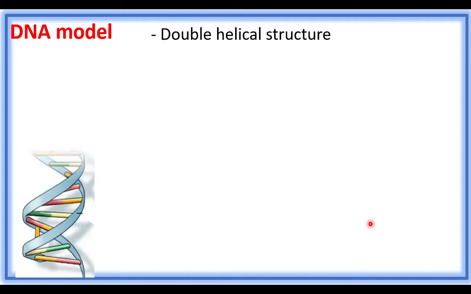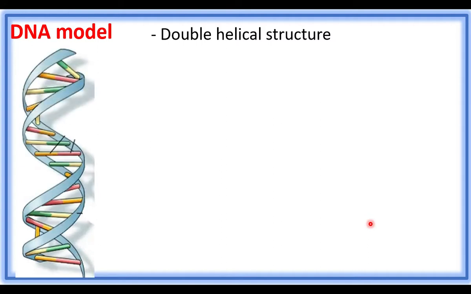Can we see DNA? No, because DNA is highly small. Cell is a microscopic structure. Nucleus is again smaller. DNA is a very thin structure. We cannot see DNA. So to understand the DNA, models have been proposed. The accepted model is the double helical structure. A DNA is a helix. It is like a twisted ladder made up of two strands. So it is a double helical structure. This is the accepted model.